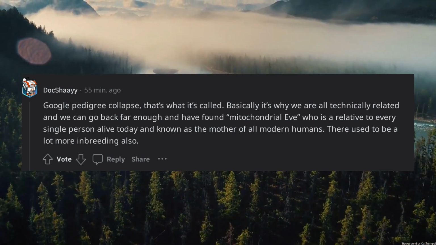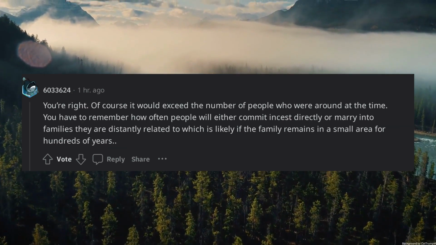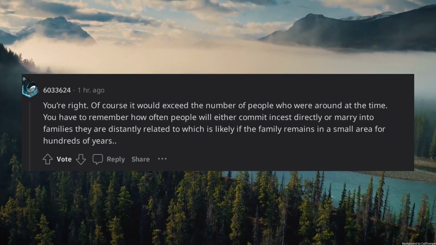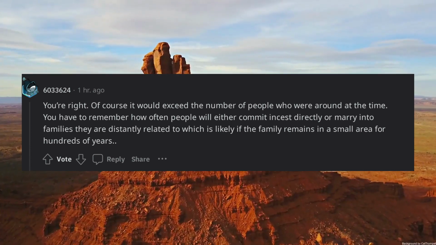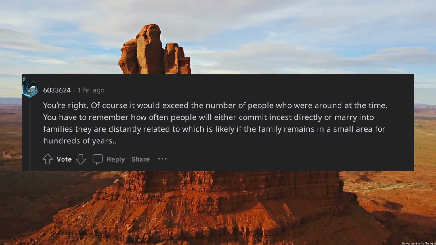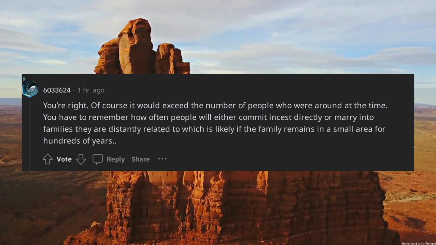There used to be a lot more inbreeding also. You're right. Of course it would exceed the number of people who were around at the time. You have to remember how often people will either commit incest directly or marry into families they are distantly related to, which is likely if the family remains in a small area for hundreds of years.